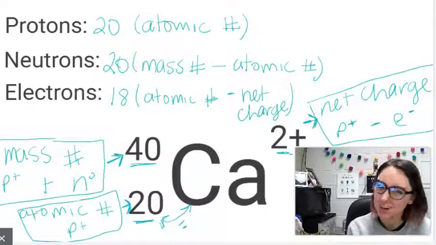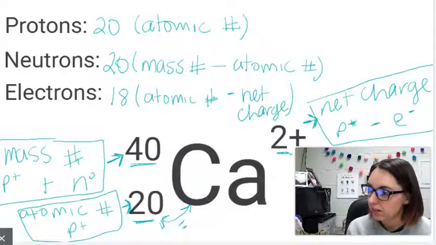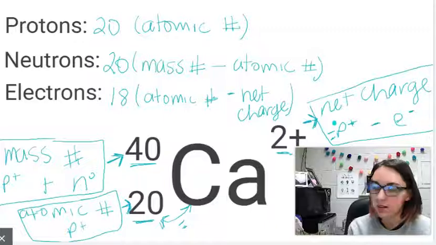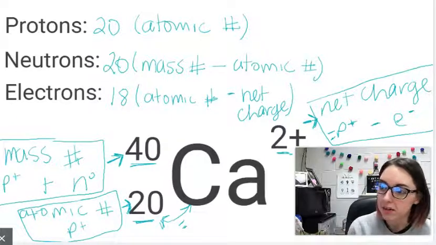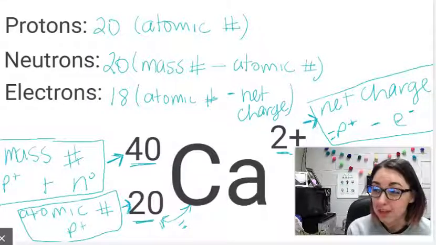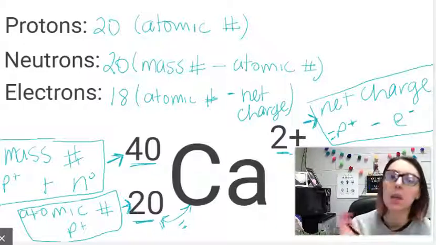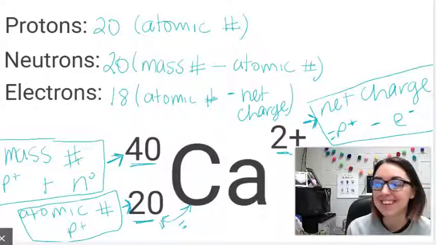So it's a little bit of algebra. It's just a little bit of really simple algebra there, rearranging this equation here. So net charge equals protons minus electrons. So that means electrons equals protons minus net charge. Same thing here with the mass number. If mass number equals protons plus neutrons, that means neutrons must equal mass number minus protons. So just a little bit of equation rearranging there. And so that's how you figure out protons, neutrons, and electrons from our atomic symbol.